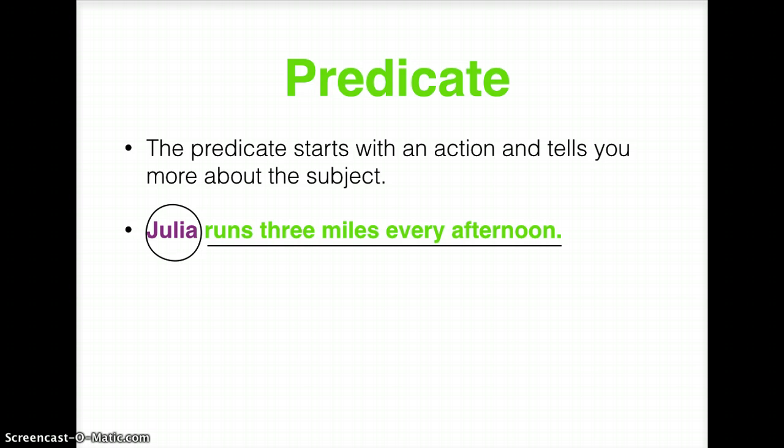Then we have our predicate. The predicate starts with an action and tells you more about the subject. So highlighted in green and underlined is the predicate. You'll still see that we have Julia in purple and circled, which is our subject, and then the predicate tells us what she does. She runs 3 miles every afternoon.